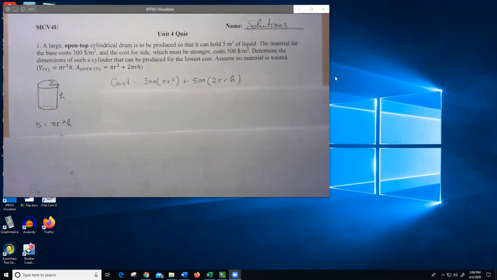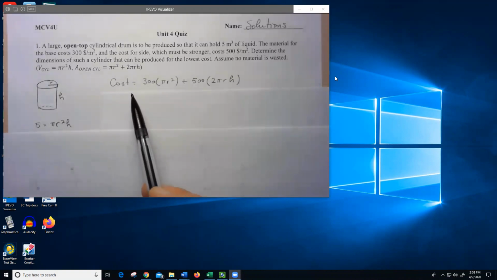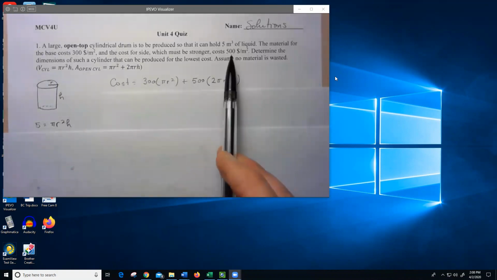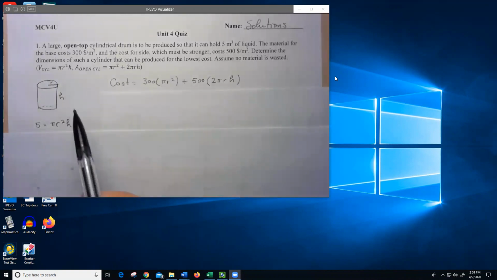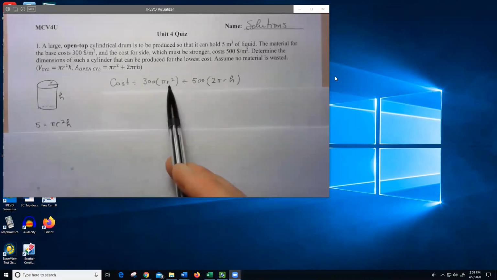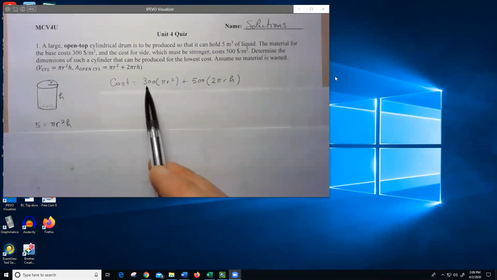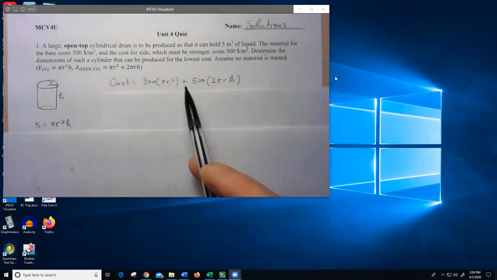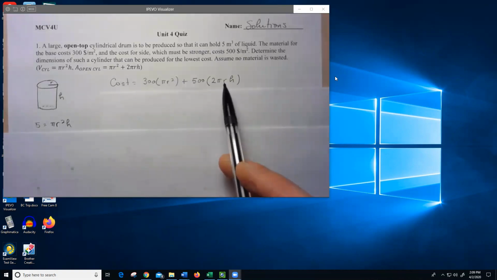So in this case, it wasn't just about minimizing the amount of, I guess, cardboard or whatever it is we're using to create this. I guess it wouldn't be cardboard, maybe some kind of metal. It's actually the cost, not just the amount of material. Clearly it's not just about minimizing the amount of material, because they don't always cost the same. So I know that I've got the base, pi r squared. That's the area, and this is the cost per given area. And then I add the same thing, $500 times the area of the side, which just represents the lateral area.